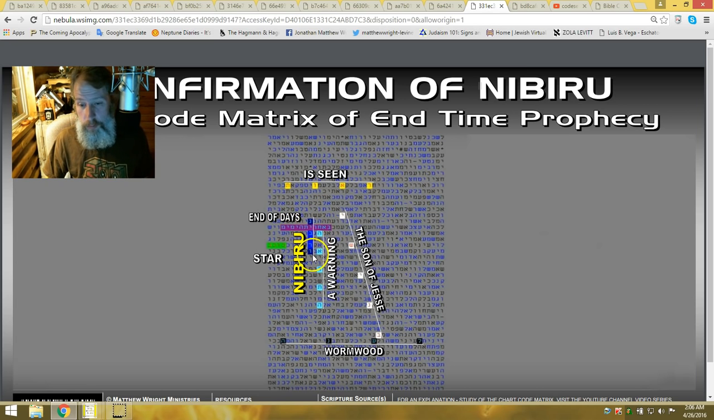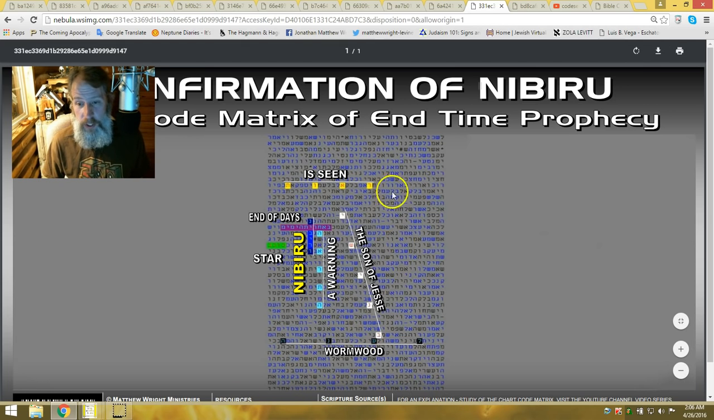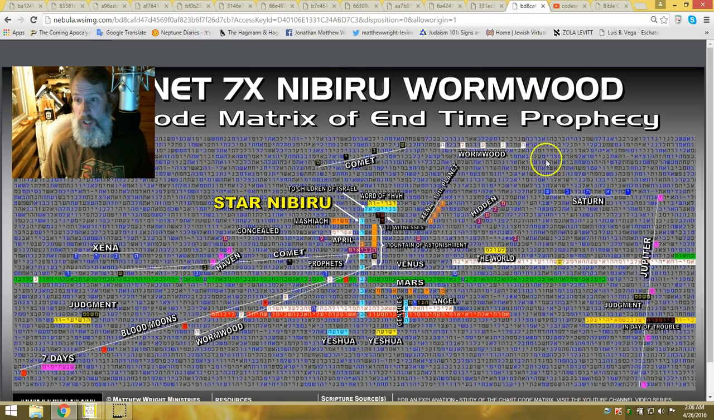We have the word Nibiru, which is vertically going right through the yod there. Right next to it is a warning, the star. Of course, this is talking about the star, the scepter that comes out of Jacob. And then you see down at the bottom we have wormwood, and it is seen at the top.